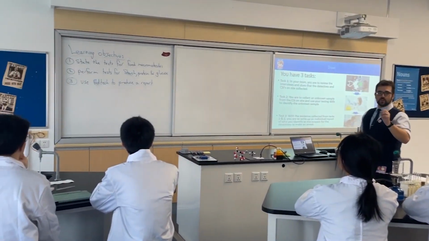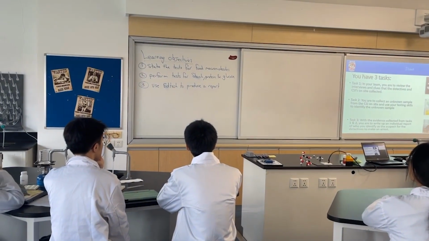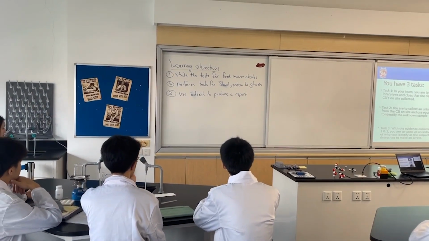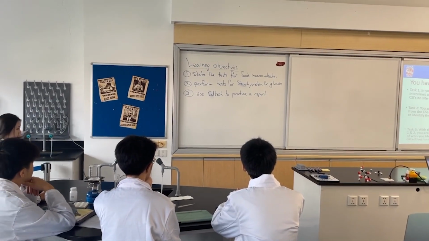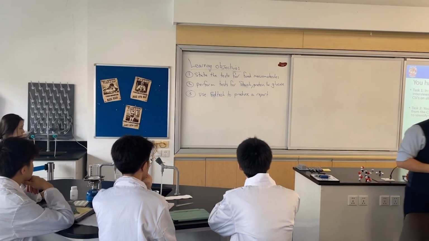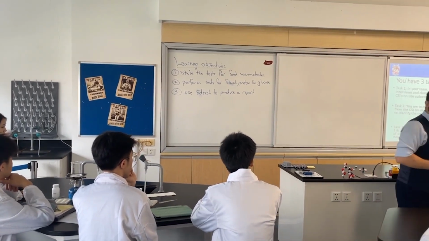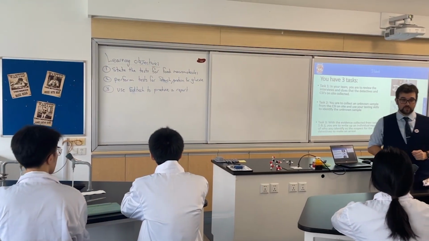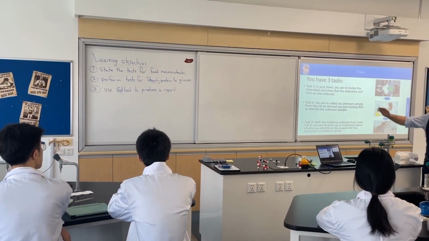So for the learning objectives today, written on the right-hand side over here, there are 3 learning objectives. Number 1, you need to be able to state what the tests for the food macromolecules are. You're going to need to perform these tests, and at the end of it, you're going to use a little bit of education technology to write up your report to send off to the detectives so they can make an arrest. Okay? So you've got 3 tasks today.